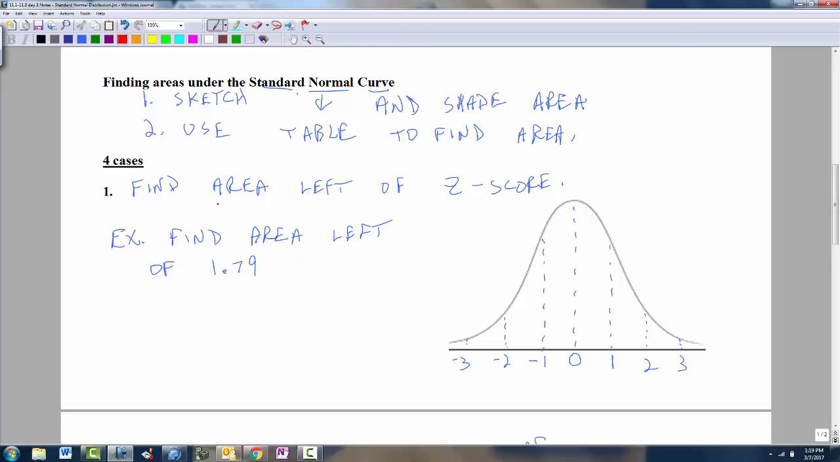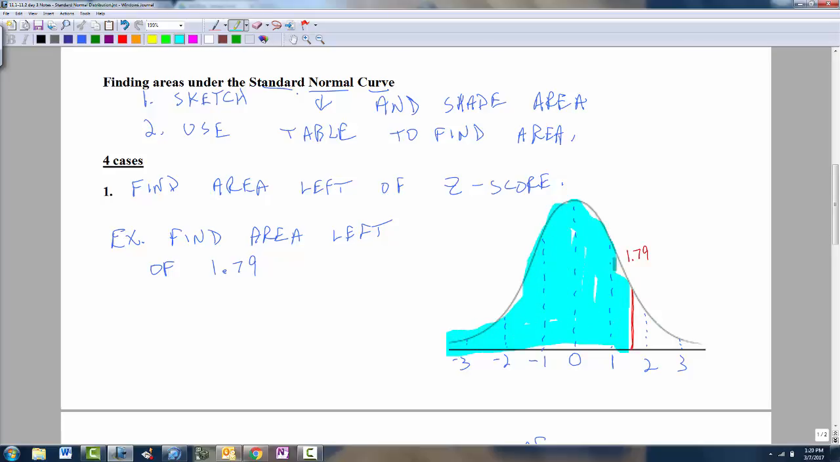So there's a bunch of different questions we could have. Here's the first one. Find the area left of the z-score. Find the area left of 1.79. Now, 1.79, wouldn't you agree, is approximately right about here, closer to 2. And what we want to find is this area. How much of the data is left of 1.79?